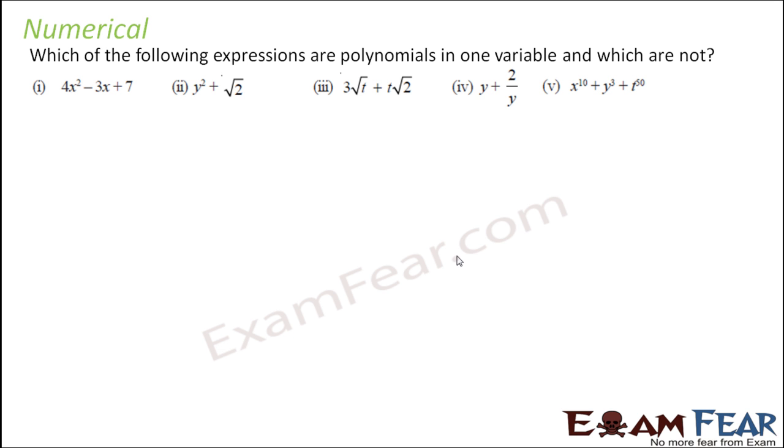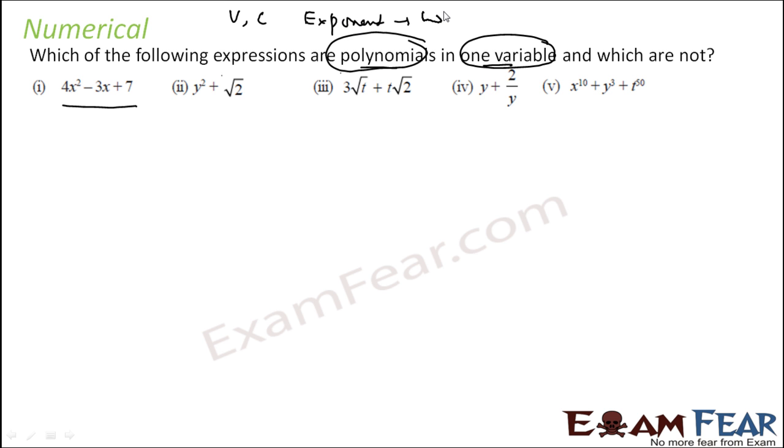Let's take some numericals. Which of the following expressions are polynomials in one variable and which are not? We have to first check whether they are polynomials, and then check if they are polynomials in one variable. Let's take this. A polynomial, as I told, will have variables, constants, and the exponents will be whole numbers. So let's take this: x to the power 2, x to the power 1, and x to the power 0. All these 0, 1, 2 are whole numbers. So it is a polynomial. Is it a polynomial in one variable? If you see, there is only one variable x. So it is a polynomial in one variable.